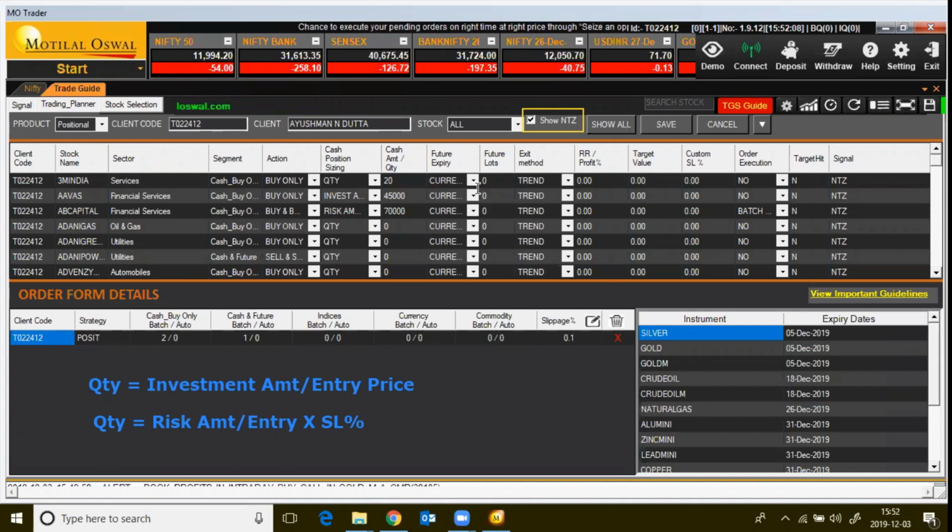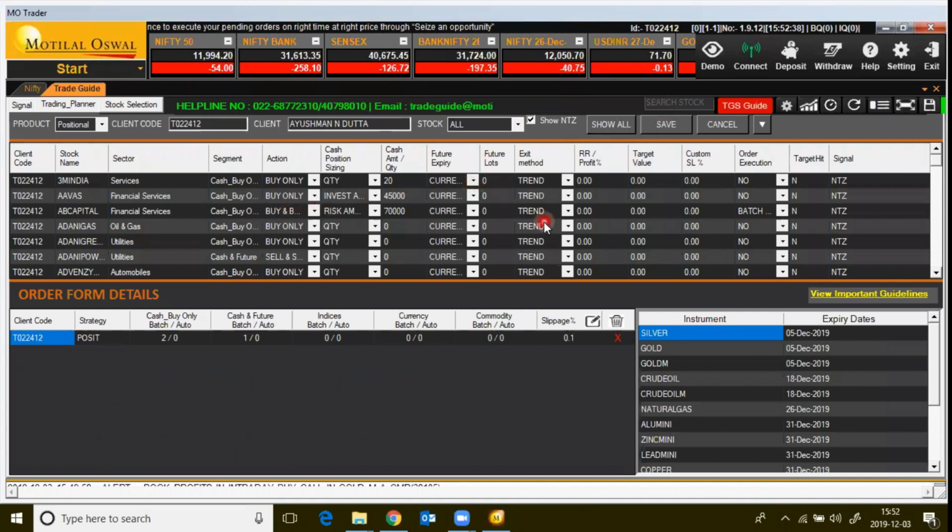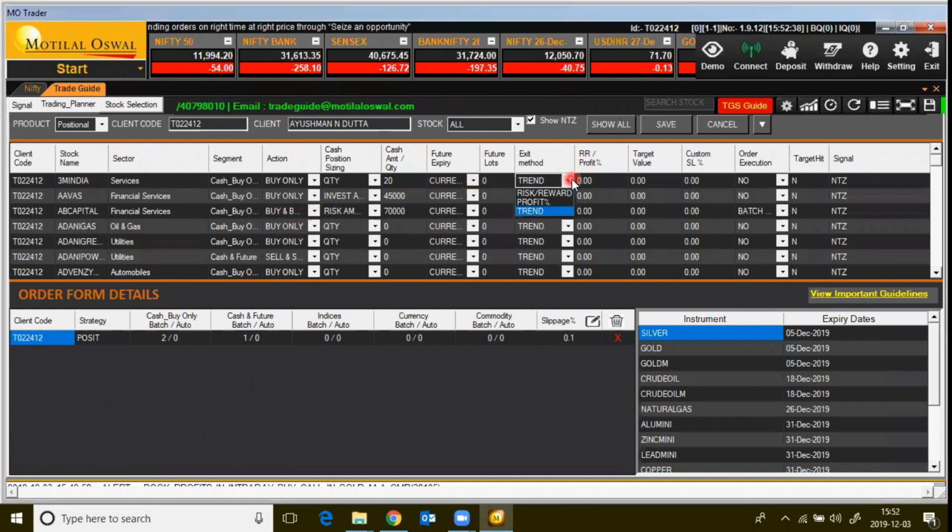Then we are having futures expiry, which consists of current, next, five. That particular stock is there in the cash and future segments. Apart from that, we are also having the future lots exit method. What do you mean by the exit method? There are basically three types of exit method. One is the trend. Trend means it will give you the exit on the basis of the trend, right? Till the time the software doesn't provide you an exit on that particular stock, it will not give you an exit. The second is your risk and reward and the profit percentage.